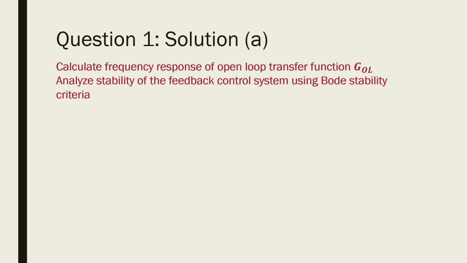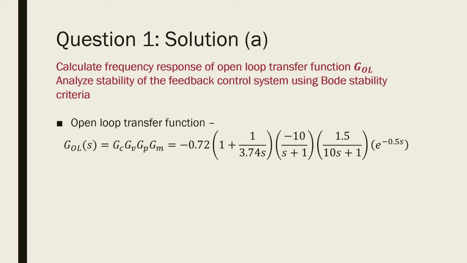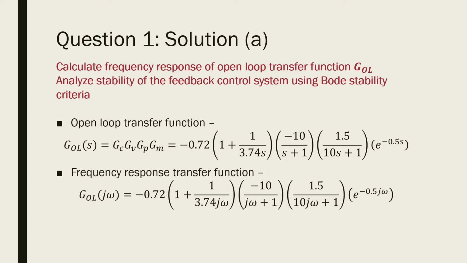Part A of question 1 asks us to calculate the frequency response of the open loop transfer function GOL and to use the Bode stability criterion to analyze the stability of the feedback control system. The open loop transfer function is given by GOL and is the product of the controller, valve, process, and sensor transfer functions. The frequency response transfer function is obtained by substituting s equals j omega in the open loop transfer function.